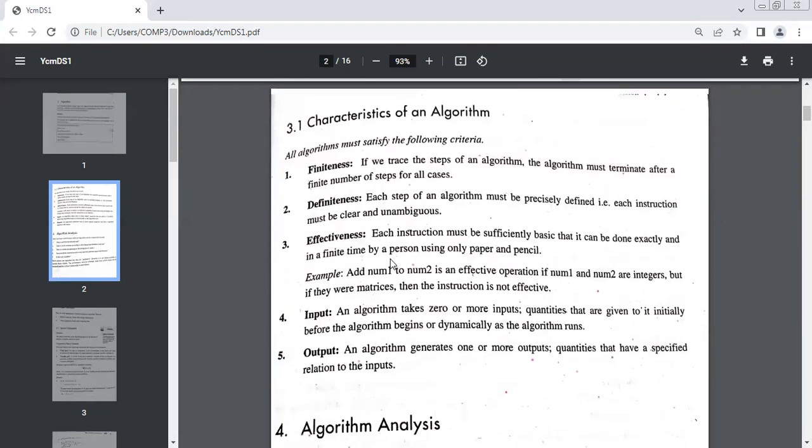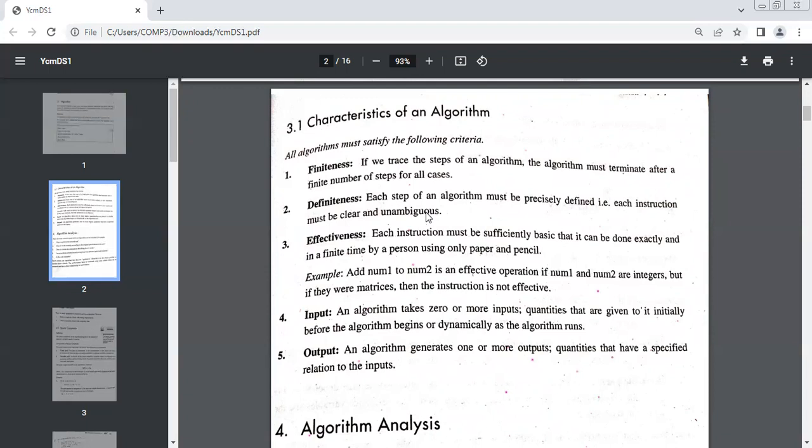Now the second characteristic of an algorithm is definiteness. What is meant by definiteness? Each step of an algorithm must be precisely defined. That is, each instruction of the algorithm must be clear and unambiguous. Each and every instruction in an algorithm must be clear and unambiguous. This condition is known as definiteness.